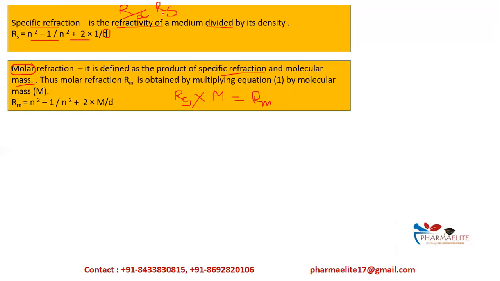And how do you get RS? That is your standard refraction value or the molecular refractivity which you get originally for a given substance. Say if I was saying for water it is 1.33, you divide it by the density of it, you will get specific refractivity. And when you multiply the specific refractivity with its molar mass, you get Rm, that is molar refraction.